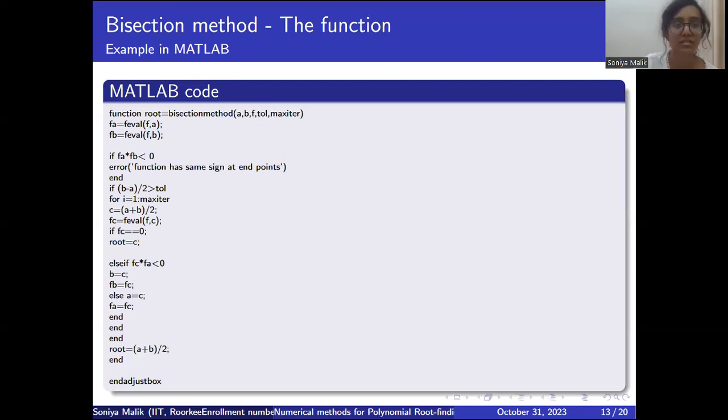So first, this is the code to define the function to calculate the root by the bisection method. So here are the variables a, b, f, tolerance, maximum iteration. First we calculate the value of the function at a and b. So feval is the inbuilt function that will calculate the value of the function f at the position a. So we will calculate fa and fb. If both have the same sign, then it will show an error that the function has the same sign.